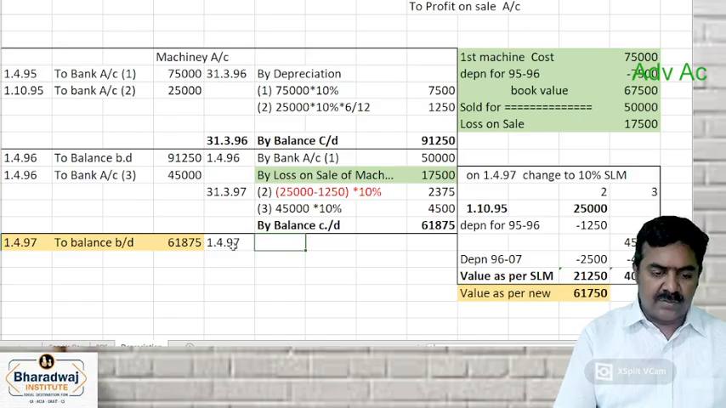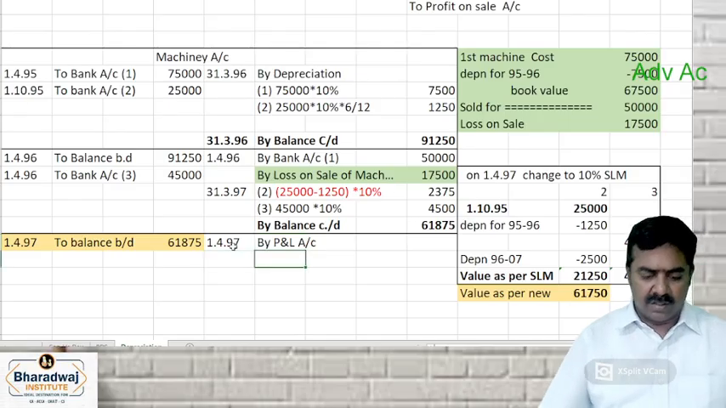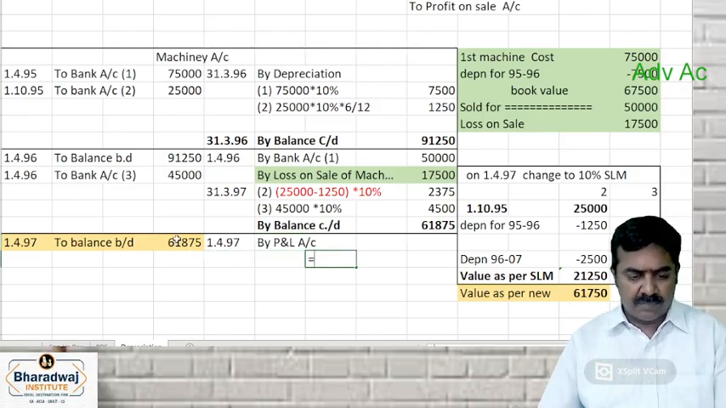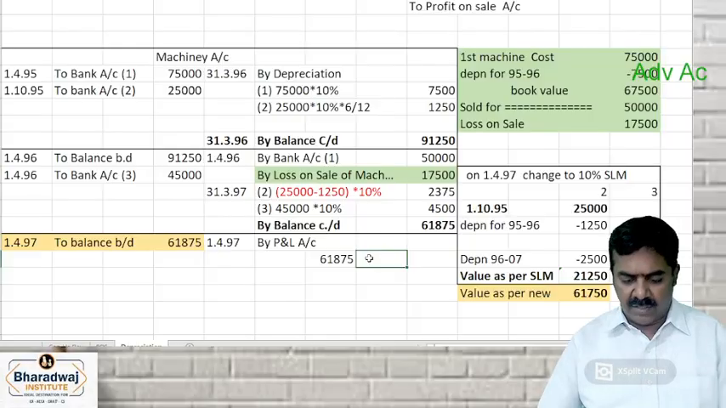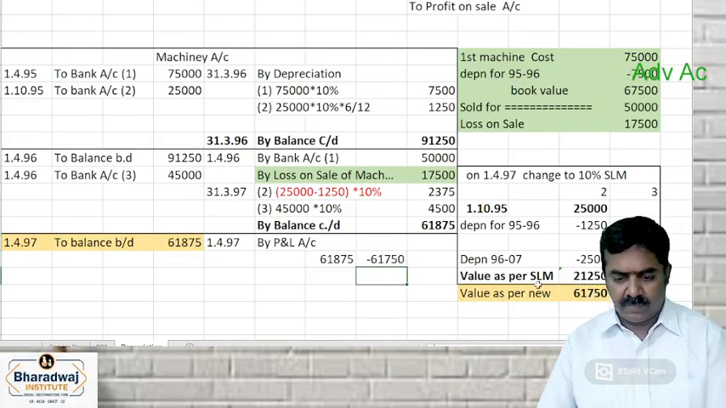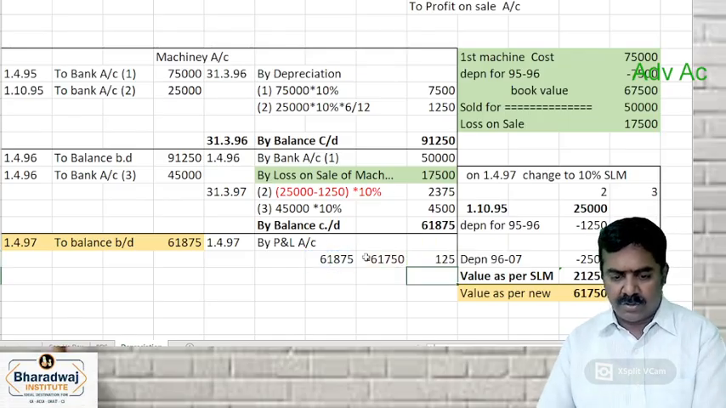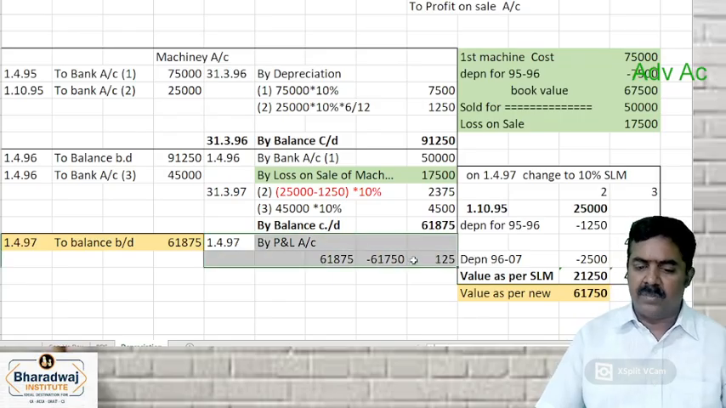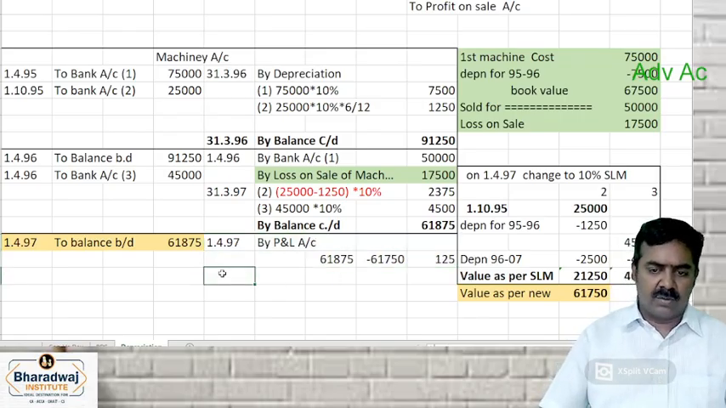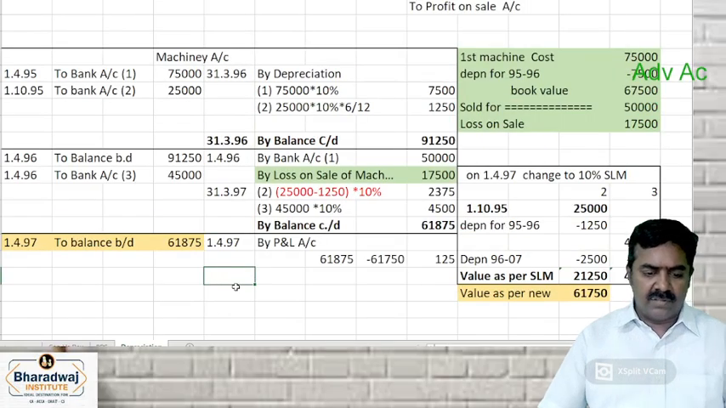On 1/4/97, the difference will be charged in the P&L account. The difference will be charged in which account? P&L account. How much? This minus this. You will charge it in the P&L account. How much? The difference in value will be charged in which account? P&L account. Wait.